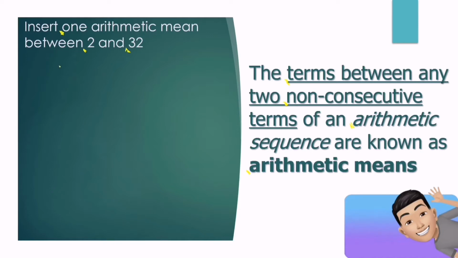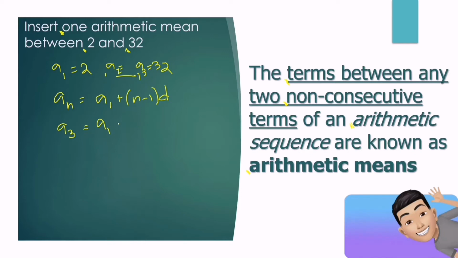So, we can denote that a sub 1 is equals to 2, and kung mag-insert tayo ng isa in between 2 and 32, obviously, 32 is the a sub 3. So, anong nawawala? A sub 2. Gamit yung nth term formula natin. Sige nga, ano nga ba ulit yun? A sub n equals a sub 1 plus n minus 1 times the common difference. Ang gagawin natin dito, kung ang a sub n natin, a sub 3. So, a sub 3 equals a sub 1 plus 3 minus 1 times the common difference.